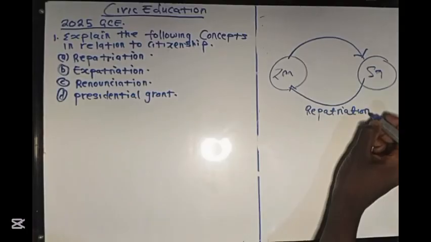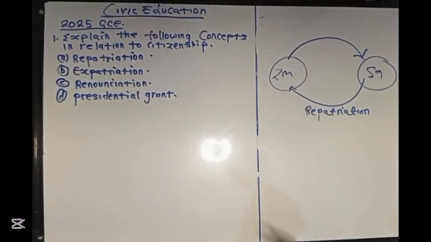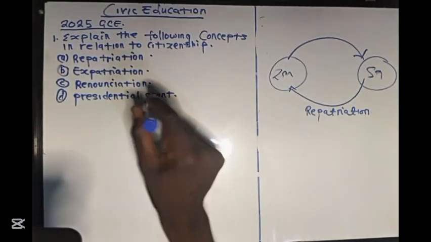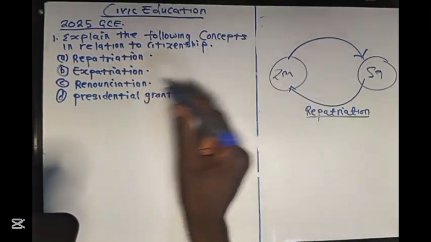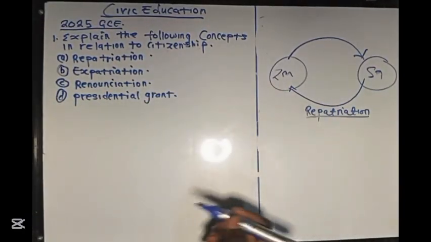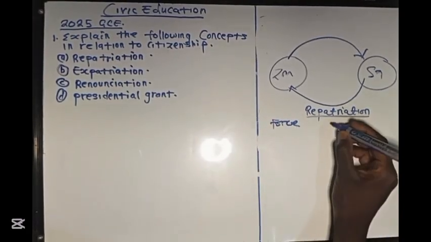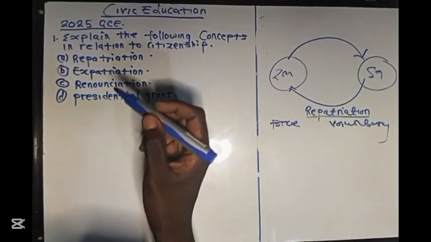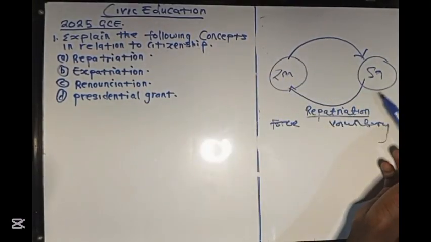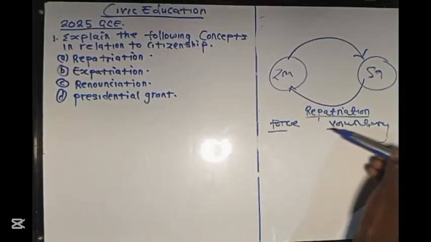Repatriation. When a person comes back to their original country, or to their country of origin, that is what we are calling repatriation. Repatriation happens in two ways. It can be by force or it can be voluntary. So a person can come back to their original country in two ways. It can be by force or voluntary.